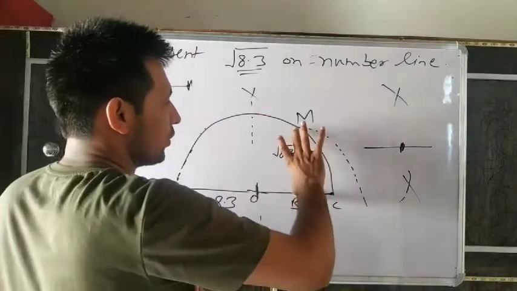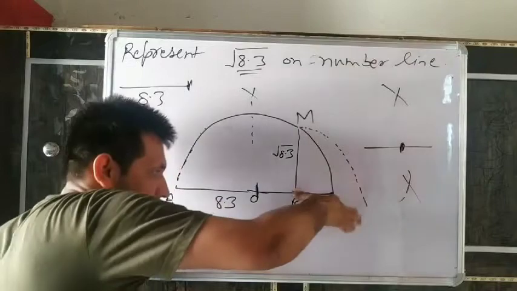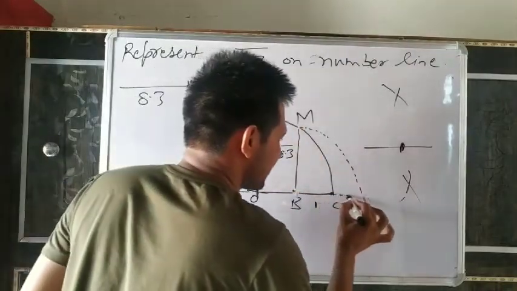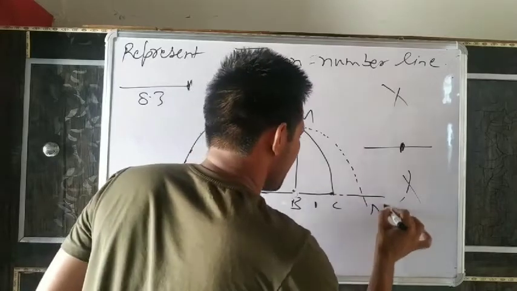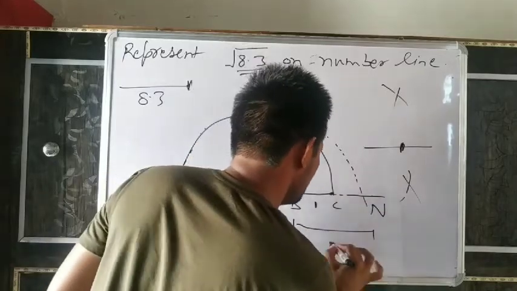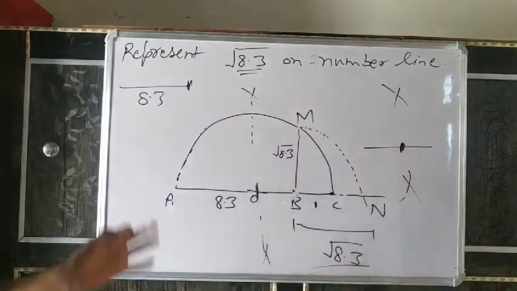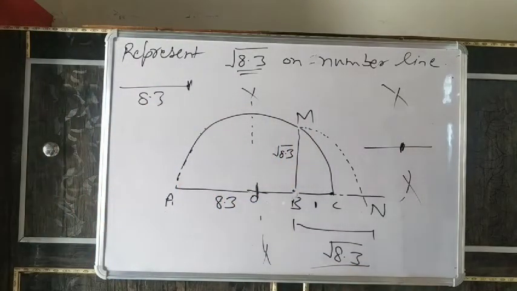Like this one, we can draw a circle. So it is a radius. So from B, extend this line to N. So B to N is root 8.3. Understand? In every case, we will solve like this.